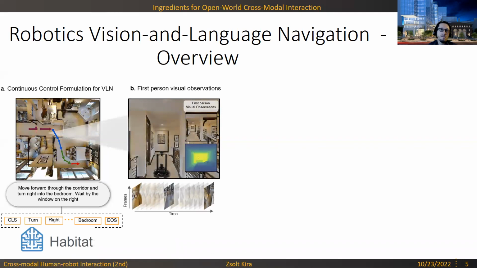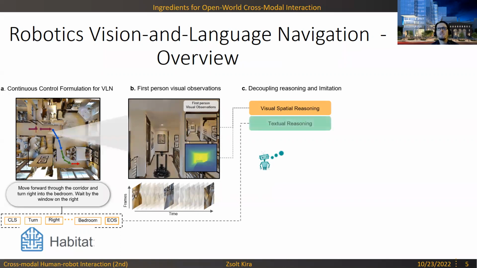And here again, just like before, you still have first-person visual observations. And there are several key things that one must implement when solving this task, including decoupling, reasoning, and imitation. You have to perform some textual reasoning, of course, because the instructions come in the form of natural language. And of course, cross-modal grounding is really important, where the association between language and what the robot is seeing is important in order for the robot to actually determine what to do next.